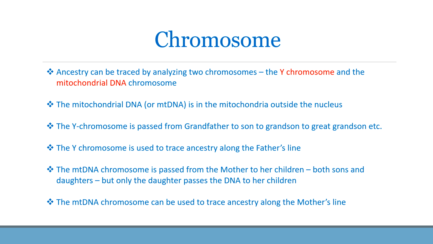Ancestry can be traced by analyzing two chromosomes, the Y chromosome and the mitochondrial DNA chromosome. The mitochondrial DNA, mtDNA, is in the mitochondria outside the nucleus. The Y chromosome is passed from grandfather to son to grandson to great-grandson, etc. The Y chromosome is used to trace ancestry along the patrilineal line. The mtDNA chromosome is passed from the mother to her children, both sons and daughters, but only the daughter passes the DNA to her children. The mtDNA chromosome can be used to trace ancestry along the matrilineal line.